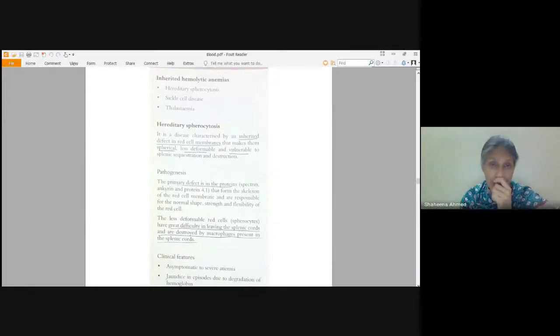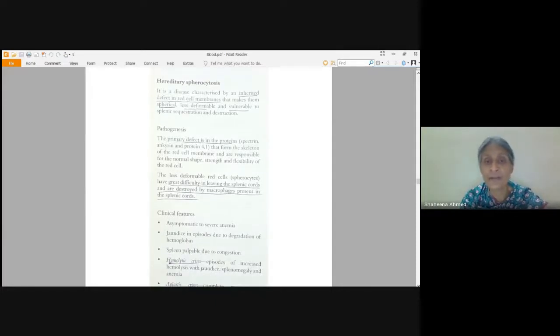Now, let's look at inherited hemolytic anemias. There are three types which come into it: hereditary spherocytosis, sickle cell disease, and thalassemias. Now, if we look at hereditary spherocytosis, in this there is an inherited defect in the RBC's cell membrane.